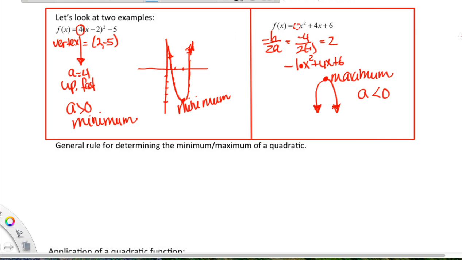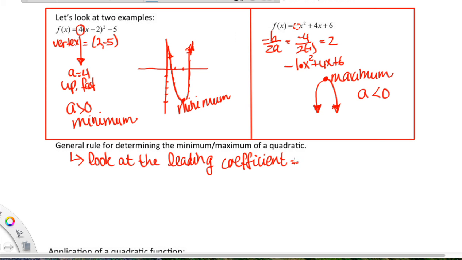So the general rule for determining the minimum or the maximum of a quadratic would be look at the leading coefficient, which we call a, right? If the leading coefficient is positive, if it's larger than 0, the parabola would go up. So then we have a minimum. And if a is less than 0, the parabola would look like this, and we have a maximum.